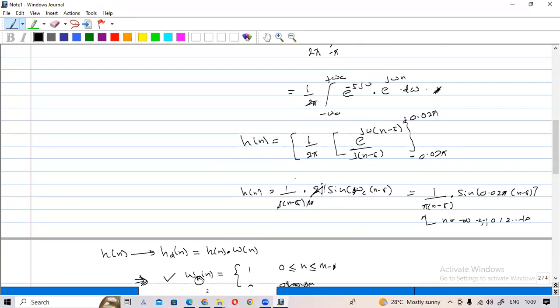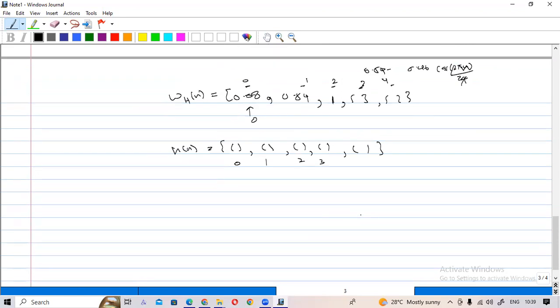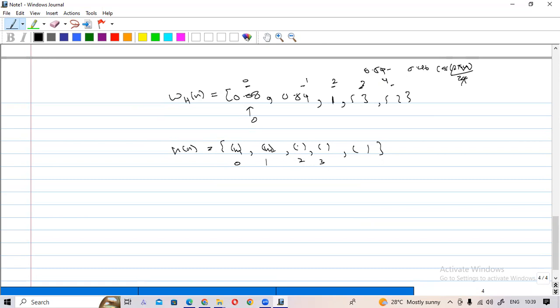So you have to apply n from 0 to 4. Then you can calculate the h(n) value up to 4. Let's say that there is h0, h1, h2, h3, h4. So these values you can calculate.